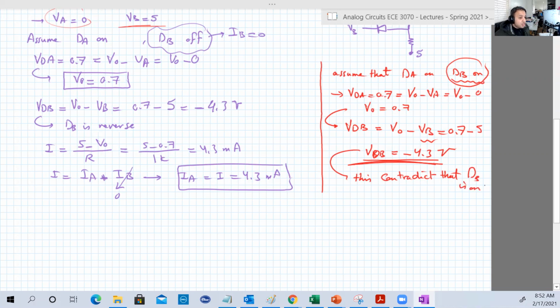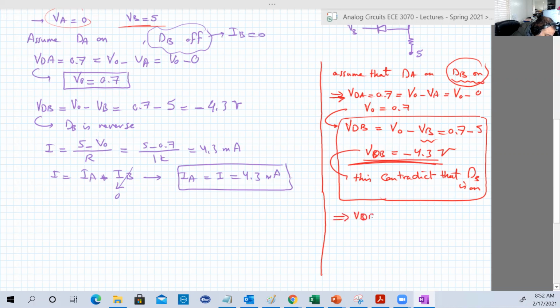You might think of the solution in another way. If you didn't do that, you can still prove that this assumption isn't correct. We started with VDA equal to 0.7, so let's say VDB is equal to 0.7 as well. VDB is equal to VO minus VB. Let's assume we still don't know VO. From here, VO will be equal to 0.7 plus VB. VB is 5, so this will be 5.7.